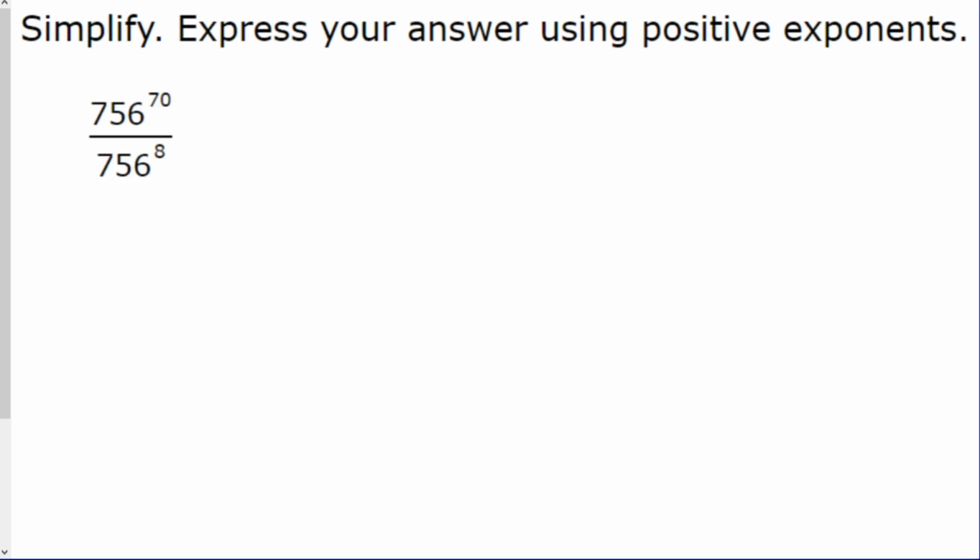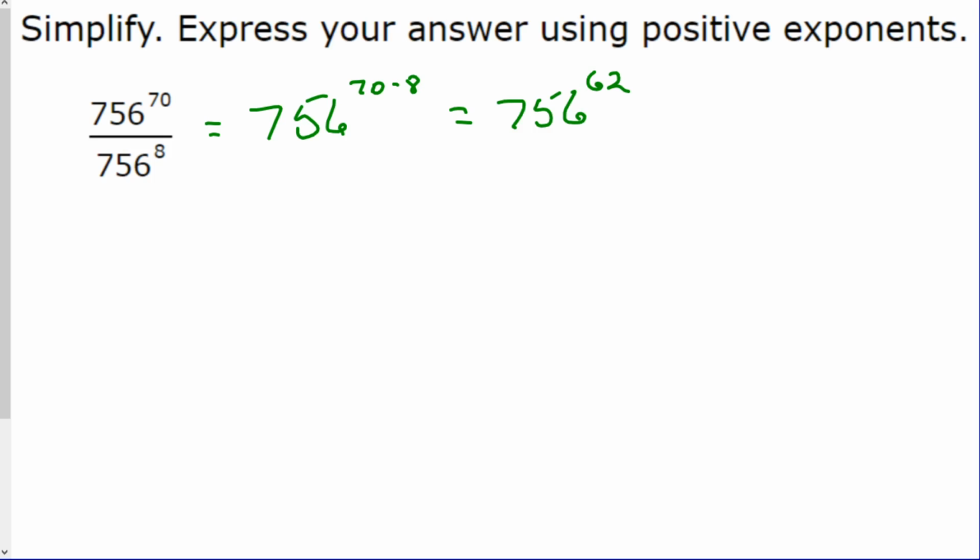So now let's look at a few where it's going to leave the exponent on the top. So we're just going to straight up use the rules. I'm not going to write 756 times itself 70 times because that would just take forever. However, now that I know I can just cancel out 8 of those, I can just subtract that. It's 756, 70 minus 8, 756 to the 62nd power.